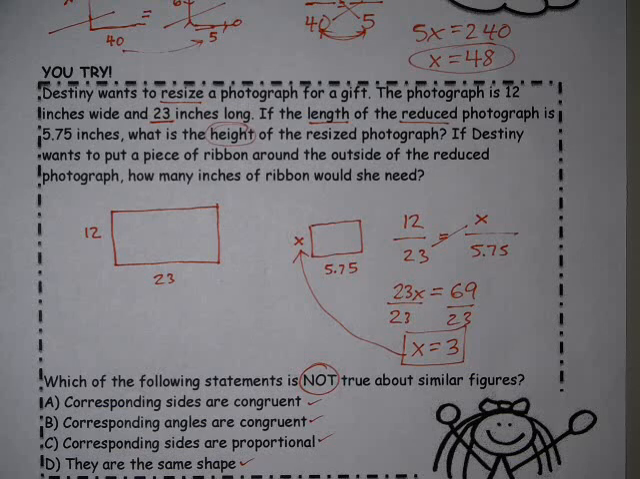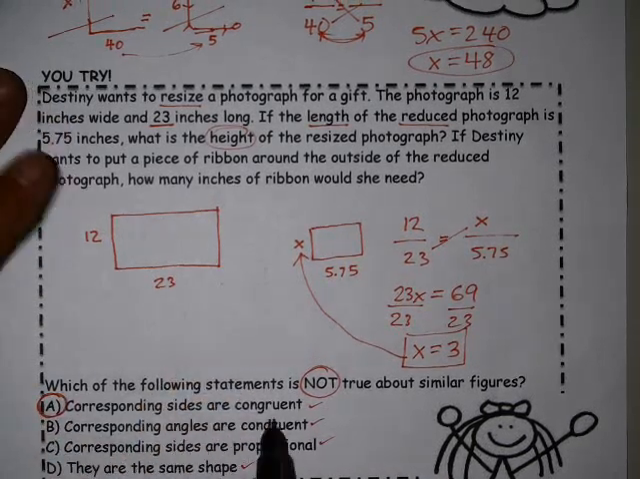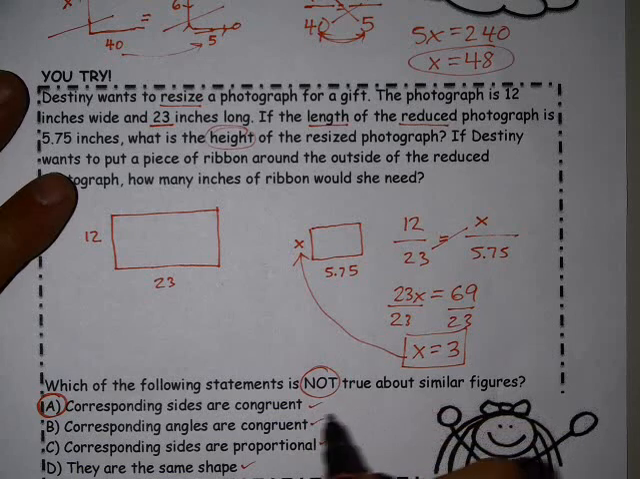My guess is that this should say the same size because they're not the same size. I'm guessing this is a mistake. Because corresponding sides, oh, I take that back. This is the answer. Corresponding sides aren't going to be congruent because congruent means equal to.